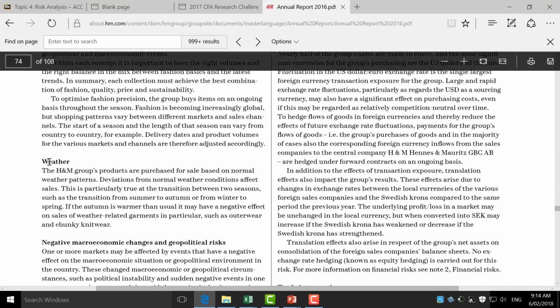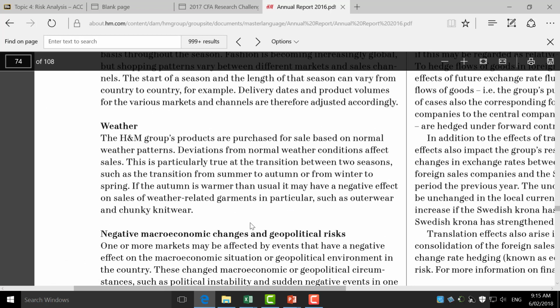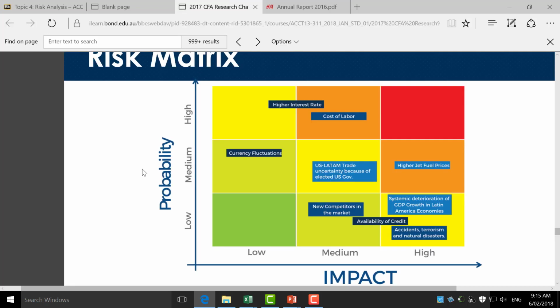And again, you're selling seasonal clothing. If the weather is abnormally warm during the winter, people don't need winter jackets to such a large extent. But again, these are very much specific to H&M. So the idea is that the annual report, and specifically the notes section, will provide you with a long list of risks that H&M has disclosed for you. And you will be able to use those risks to, again, make something like this.